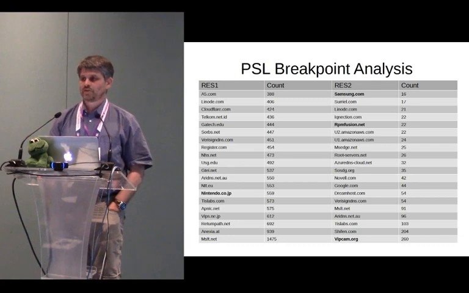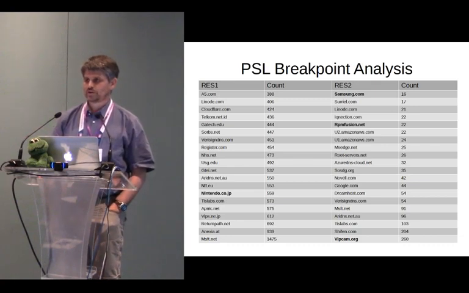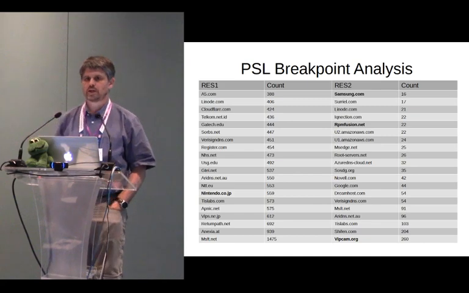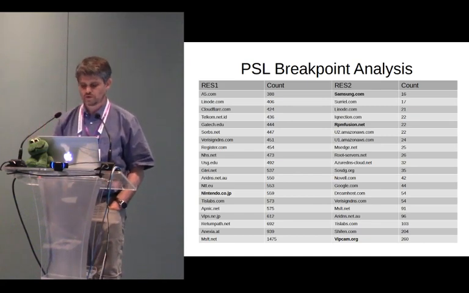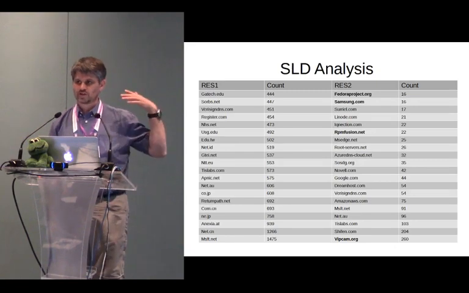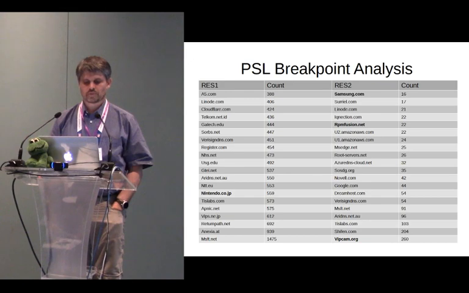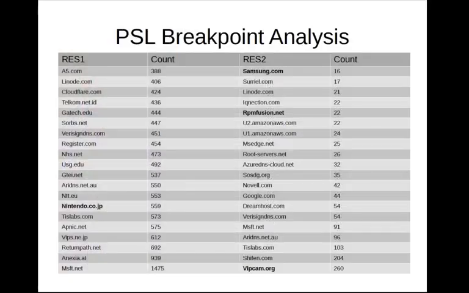Looking at the public suffix list breakpoint, actually it breaks things differently, right? The public suffix list breaks down further down the chain based on where stuff occurs. Note that Fedora project actually dropped out because fedoraproject.org is a public suffix list point. But you can see that Samsung is still in there. And in the other residence, Nintendo suddenly popped up because it was lower than co.jp. Interestingly enough, there is no Nintendos deployed there, so that's an interesting side effect.